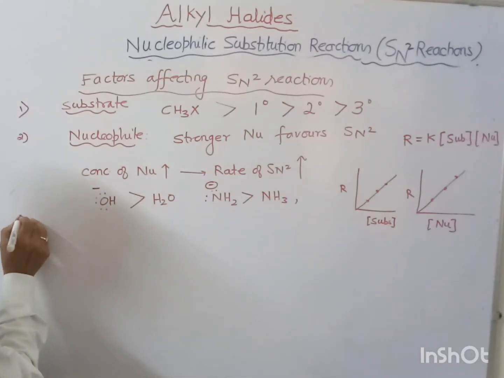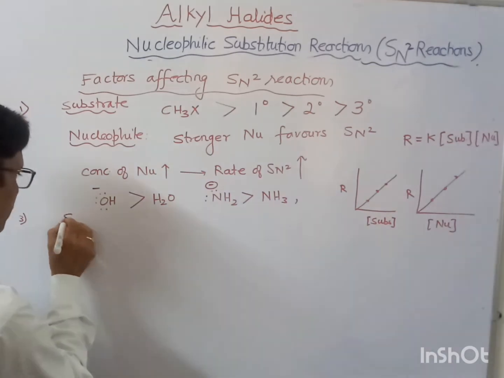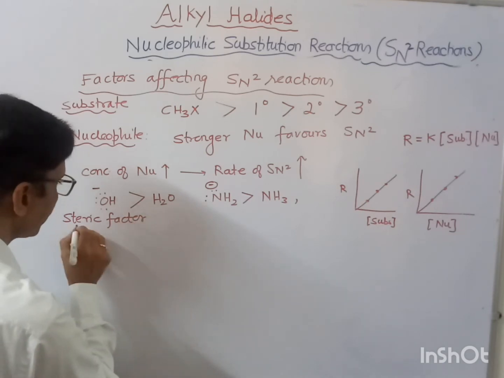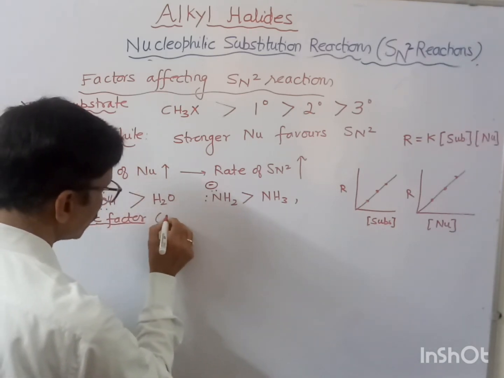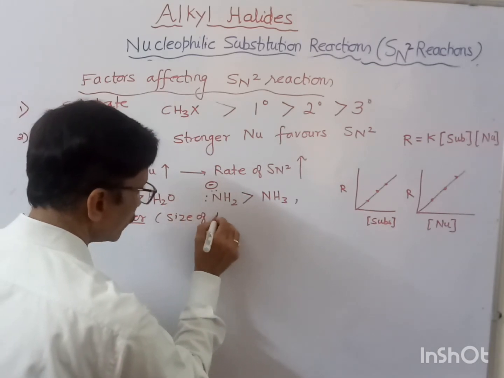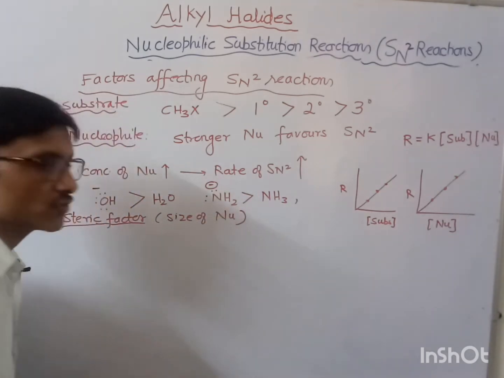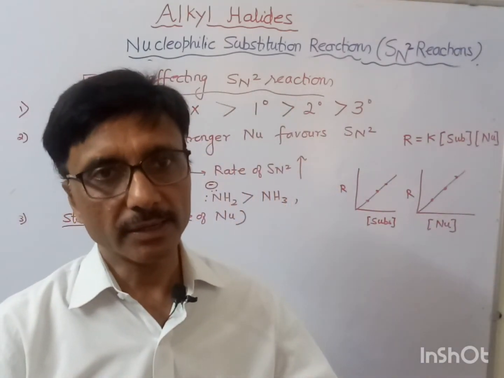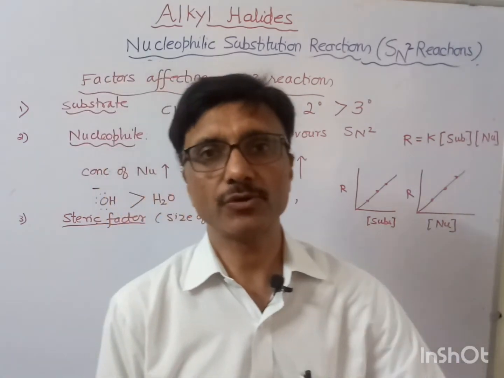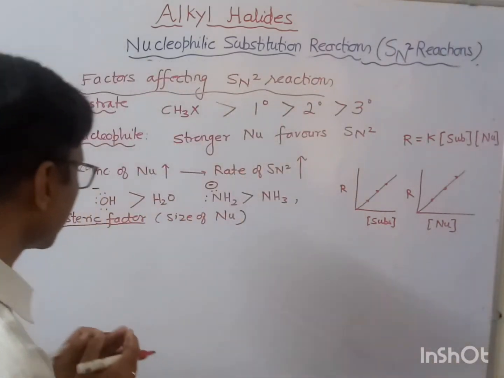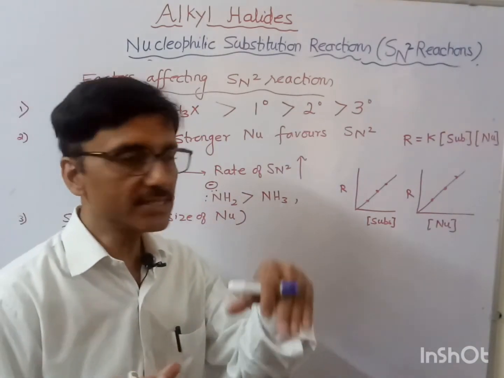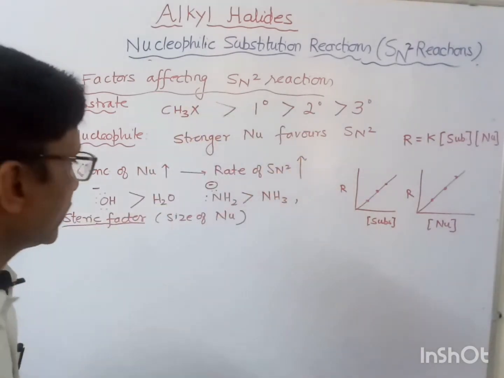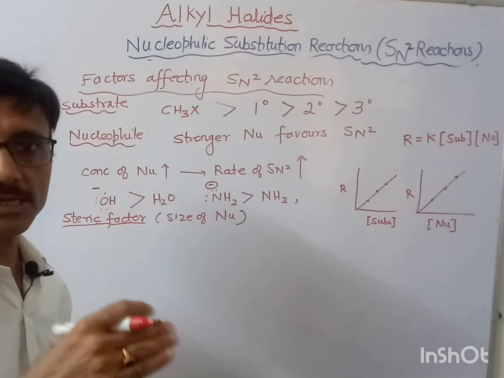Now the third factor is the steric factor, or size. If we see the size of the nucleophile, as the size of the nucleophile increases, it can create hindrance during the attack. So a smaller nucleophile can easily attack the substrate molecule in comparison to a bulkier nucleophile. So a bulky nucleophile creates steric hindrance.